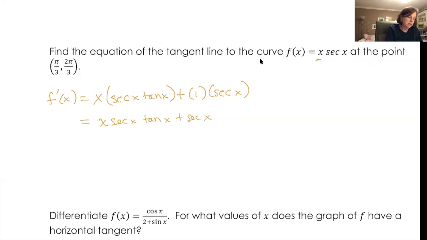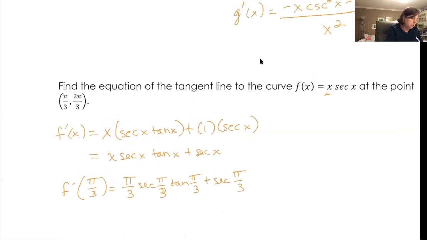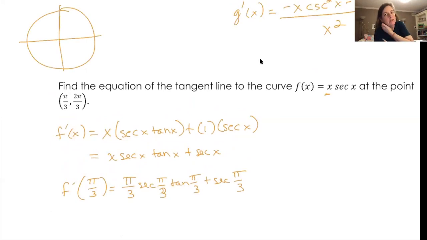All right, I need to plug in my x coordinate in order to find the slope at that point. So f prime at pi over 3 is pi over 3 times the secant of pi over 3 times the tangent of pi over 3 plus the secant of pi over 3. All right, I might make a little circle up here, just kind of reminding you a little bit about your trig circle. If you don't know your trig circle, practice it, guys. You need to know your trig circle.